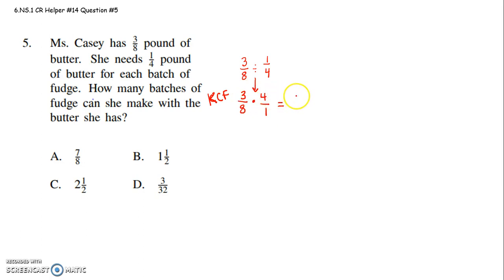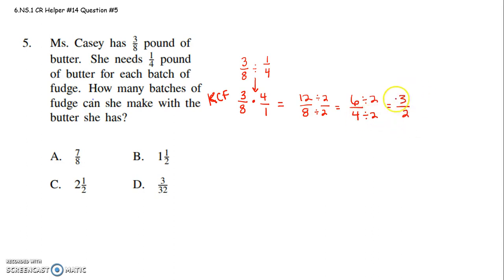3 times 4 is 12. 8 times 1 is 8. So now we have 12/8, and we'd want to simplify that. I could divide numerator and denominator each by 2. 12 divided by 2 is 6. 8 divided by 2 is 4. I could divide by 2 again. 6 divided by 2 is 3. 4 divided by 2 is 2.